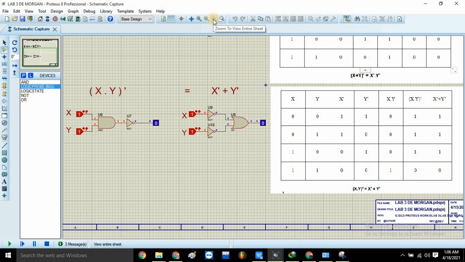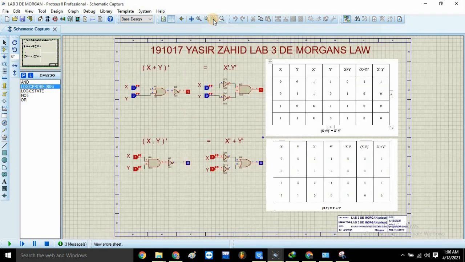Hence these truth tables match their respective circuit, and De Morgan's law is proved using these schematics.